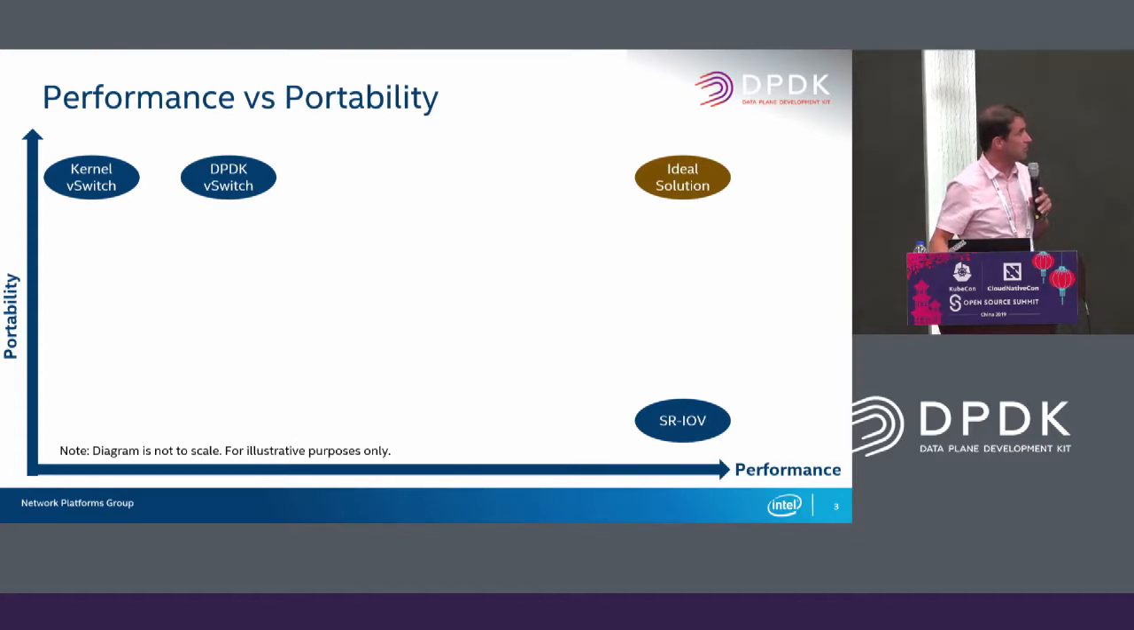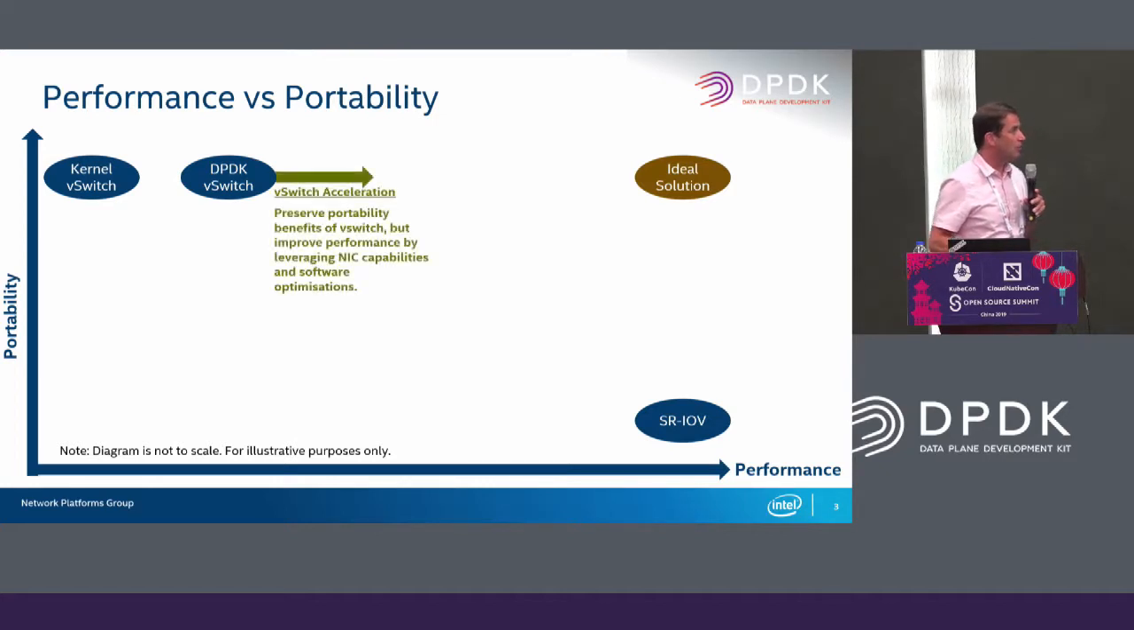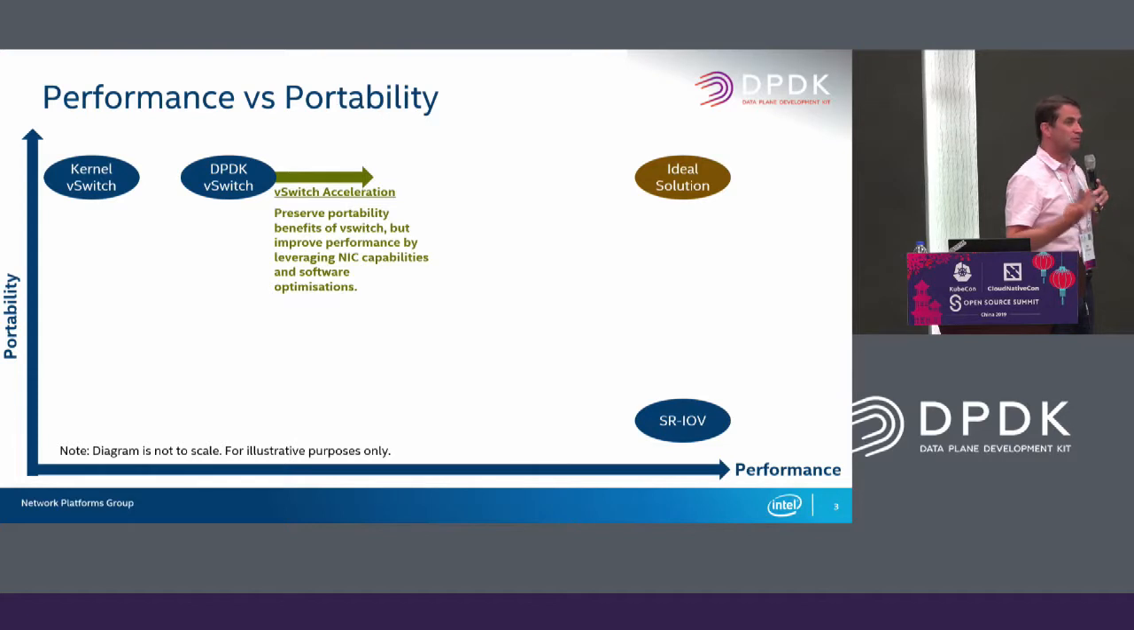So the areas that we've been looking at are, if you take the vSwitch first, what can we do to try and improve the performance? So essentially to take that DPDK vSwitch bubble, keep the portability level of it, but move it to the right in terms of performance. So there are various optimizations that we can do on the vSwitch. That's leveraging NIC offloads. It's looking at various software optimizations. I'll talk a bit about those in a couple of slides.